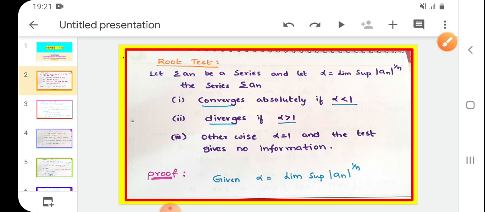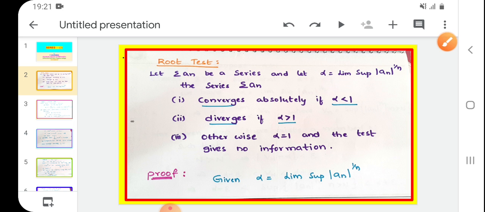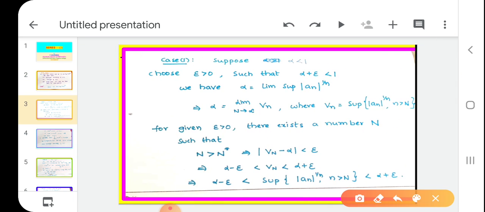Now the proof of this. Given alpha equals the limit supremum of a n whole power 1 by n. The value of alpha is already given. Case 1: suppose alpha is less than 1. What we have to show here is that the given series is convergent.